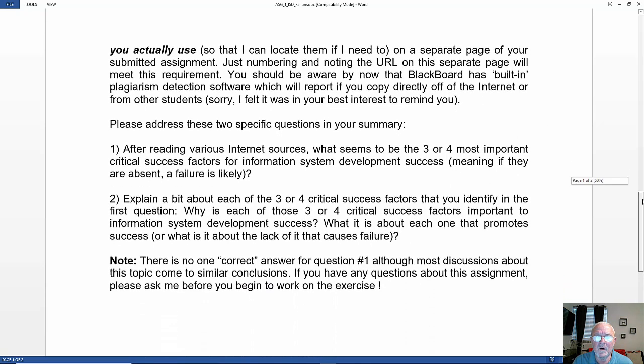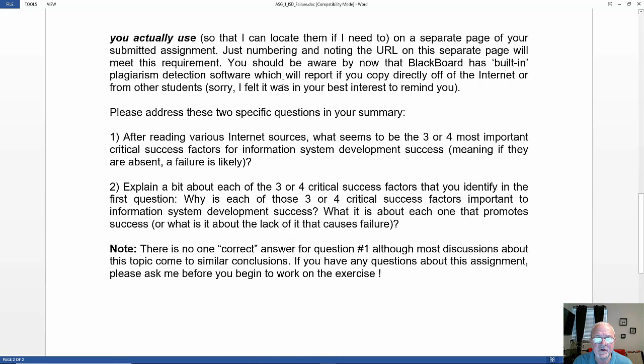Okay, your own work is, as you know, checked by Blackboard, which has its own built-in plagiarism detection software. Okay, so here are the 2 specific questions. This is important. After reading various internet sources, what seems to be the 3 or 4 most important critical success factors for information system development? Success, meaning if they're absent, a failure is likely.